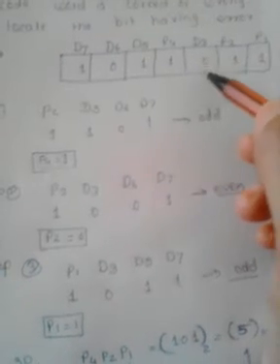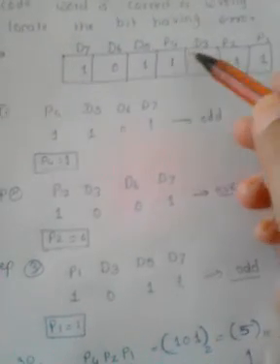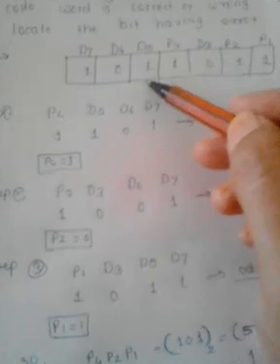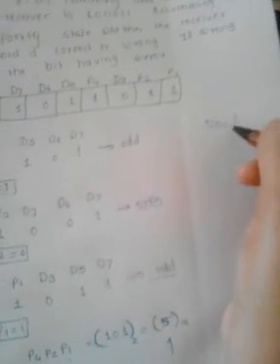So here counting 1, 2, 3, 4, 5. This is the 5th location, and the 5th location is D5. The bit of D5 is 1. So the actual error occurs at D5. So we need to convert that 1 to 0 to obtain the corrected code.